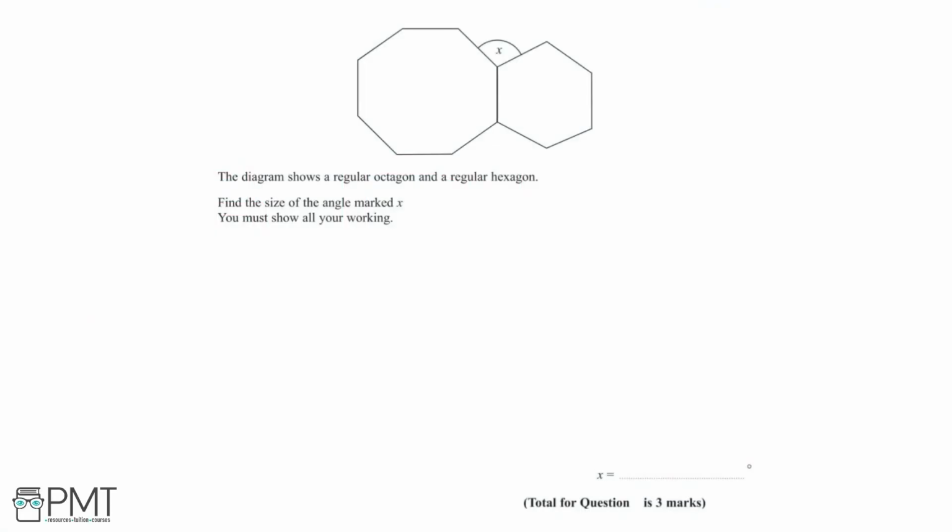In this question, we're given a regular octagon and a regular hexagon. We need to find the size of the angle marked x. Now given that we have a regular octagon and a regular hexagon, we can say that all of the interior angles in the octagon are equal and all of the interior angles in a hexagon are equal. Now the first thing that we need to do is to find these interior angles.